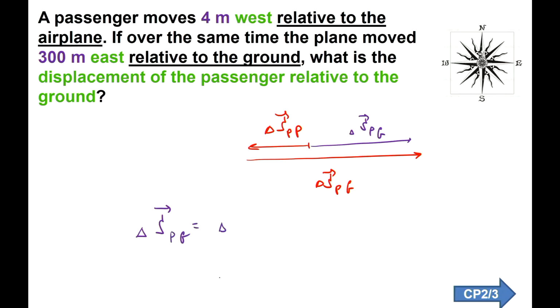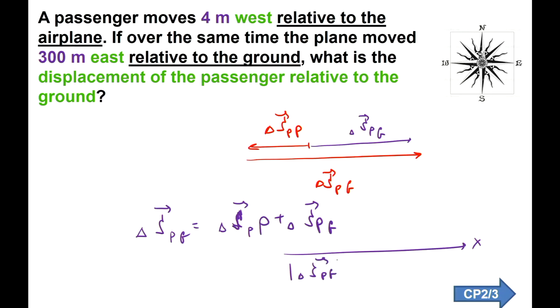The displacement of the passenger relative to the ground is equal to the displacement of the passenger relative to the plane plus the displacement of the plane relative to the ground. When we use vectors, we add them. And if this is the x-axis, magnitude of the displacement of the passenger relative to the ground, it should be positive, should be equal to difference between magnitudes.